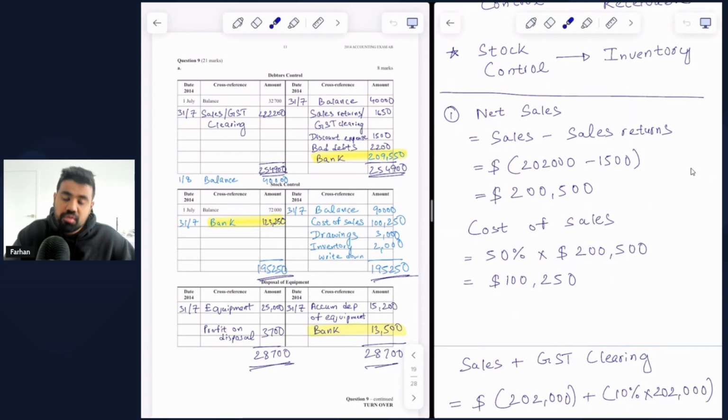And that is $123,250. This is cash paid for inventory purchases, which represents an outflow and will be shown as a negative number within the operating activities section of the cash flow statement.